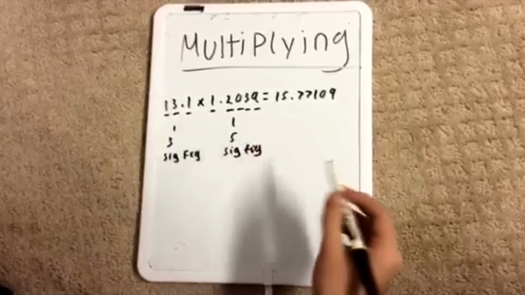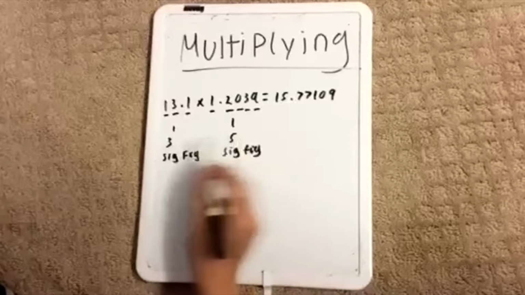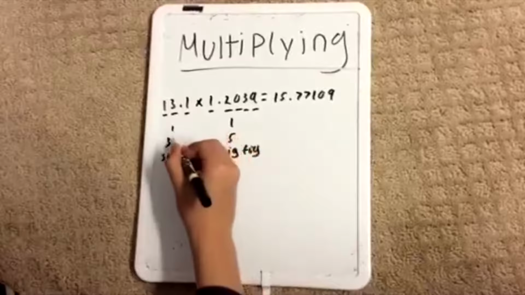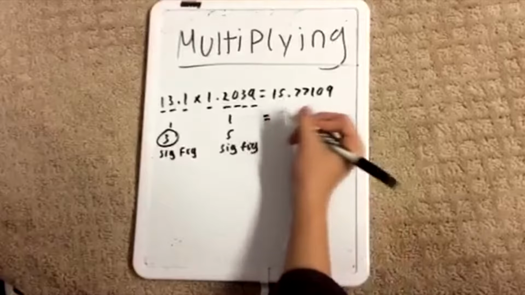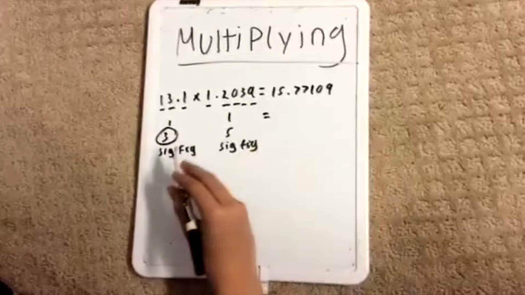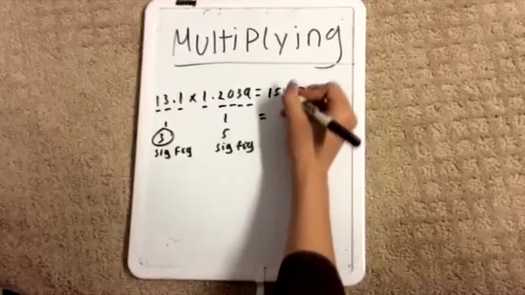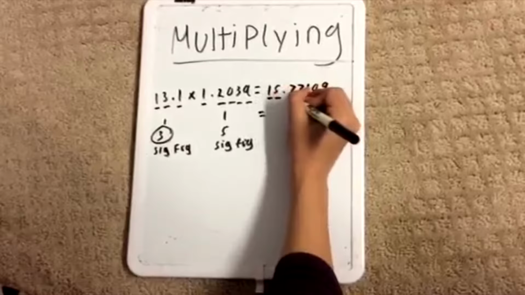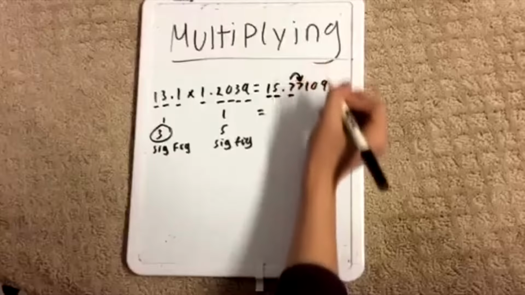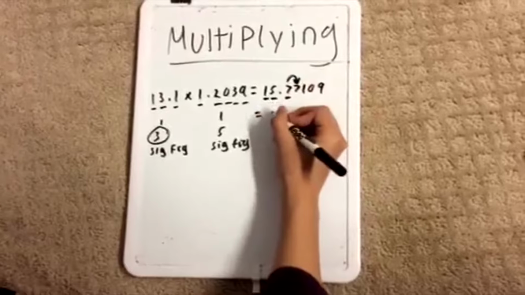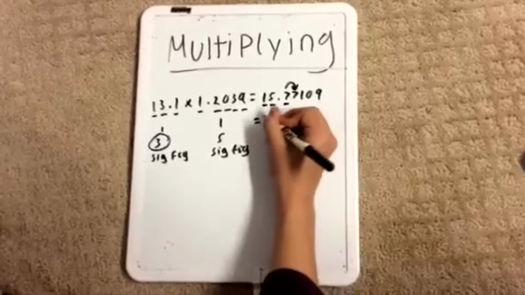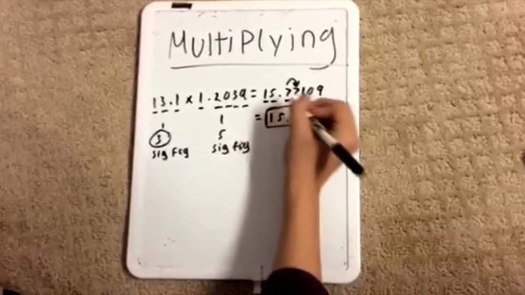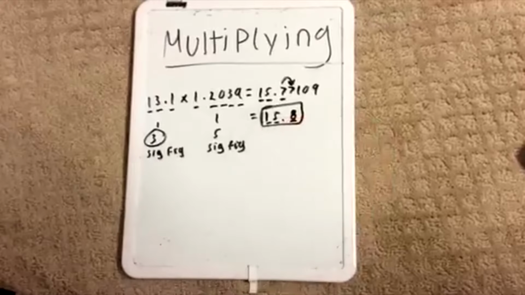And then for step 2, you count the least amount of significant figures. So in this case it would be 3. Your final answer should only contain 3 significant figures. So 1, 2, 3. You round it to this number. Your final answer should be 15.8 with only 3 significant figures.